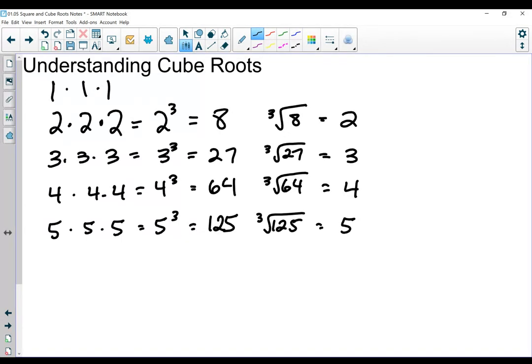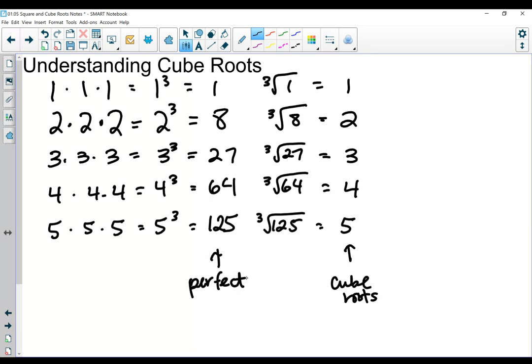1 times 1 times 1 equals 1 cubed, which is still 1. And so the cube root of 1 equals 1. So these are our cube roots over here. That's what we're doing. And these are our perfect cubes. I really feel like we should almost do this.